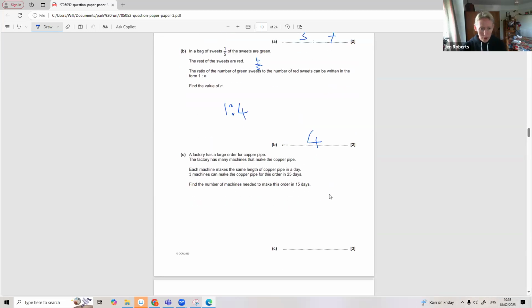A factory has a large order for copper pipe. The factory has many machines that make the copper pipe. Each machine makes the same length of copper pipe in a day. 3 machines can make the copper pipe in 25 days.